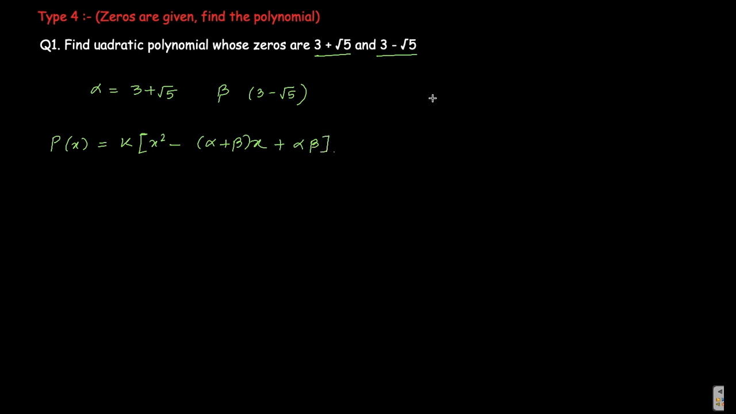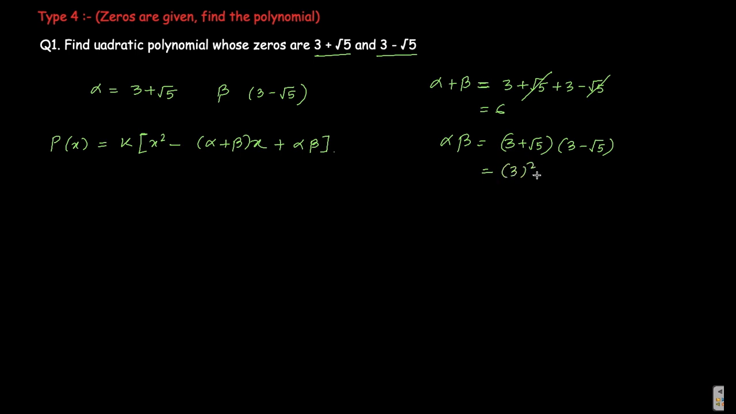To find out the polynomial, we first find alpha plus beta. It is 3 plus root 5 plus 3 minus root 5. Root 5 cancels out, it becomes 6. And again we have to find alpha beta. Alpha beta is 3 plus root 5 into 3 minus root 5, that is (a plus b) into (a minus b), that is 3 square minus root 5 square, that is 9 minus 5, which is 4.